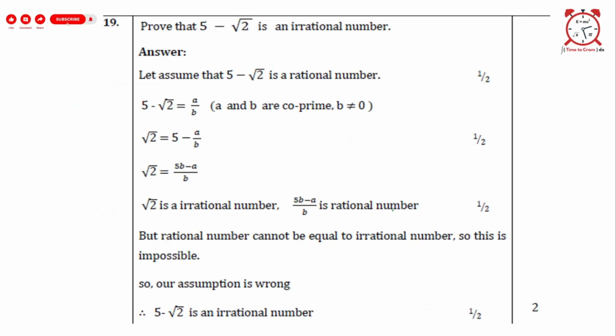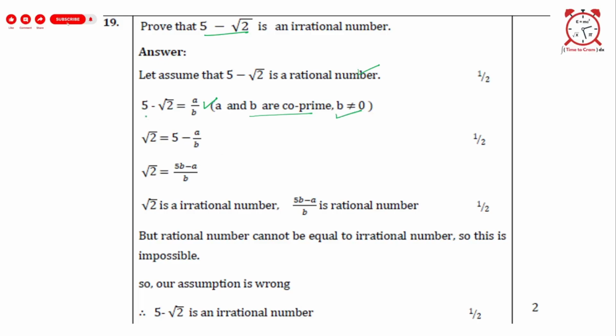Okay, let us go for the next sum. Prove that 5 minus root 2 is an irrational number. So we know that for this sum we have to use the contradiction method. So we will suppose this number is a rational number. If this number is a rational number, then it can be written in the form of a upon b, where a and b are co-prime. What is the meaning of co-prime? They do not have any common factor and the denominator can never be 0.